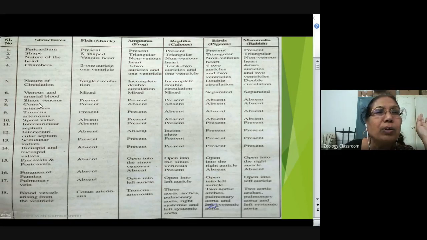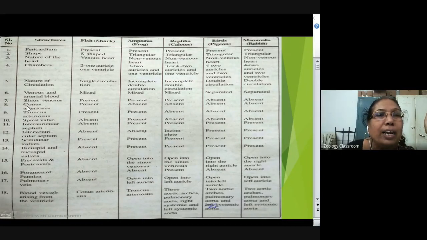Then sinus venosus. It is present in fish, amphibia and reptile. In birds and mammal, sinus venosus is absent. Sometimes a question is asked on this: sinus venosus is absent in which animal or chordate: fish, reptile, like this. So sinus venosus is absent in bird and mammal.